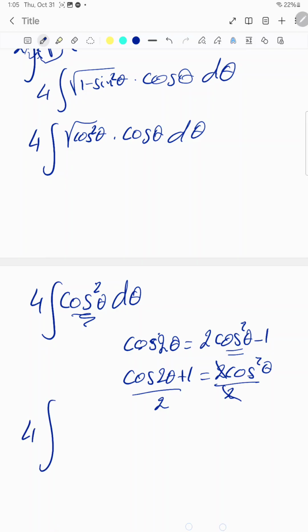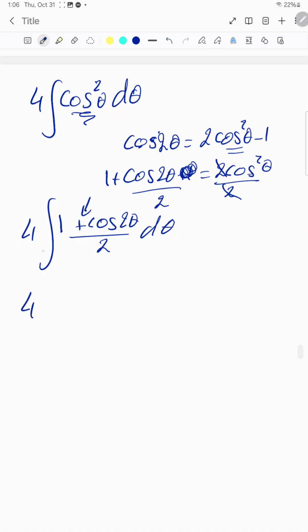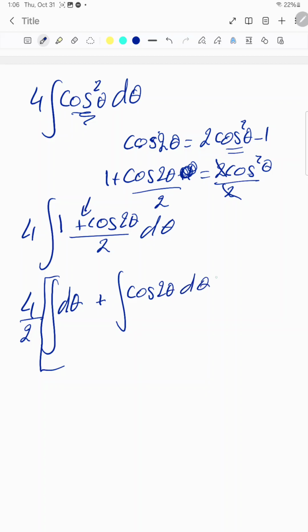So I'll put 4 integral. Well, instead of saying cos 2 theta plus 1, I will put 1 plus cos 2 theta, you will see why, divided by 2 d theta. And because of this plus, I can divide my integral into 2 integrals. So 4, and this 2 would go outside the integral, divided by 2. Integral of 1 times d theta plus integral of cos of 2 theta d theta. And 4 divided by 2 is 2.